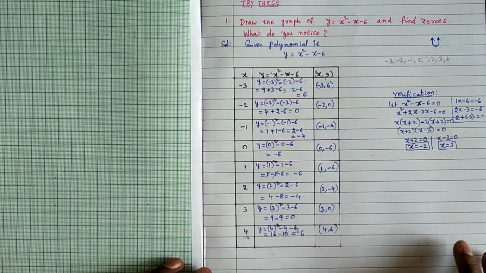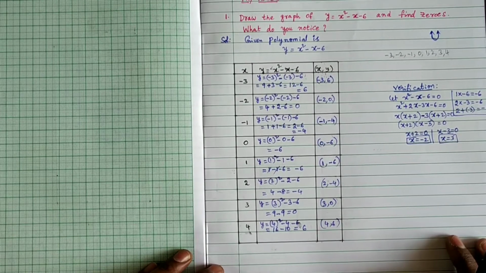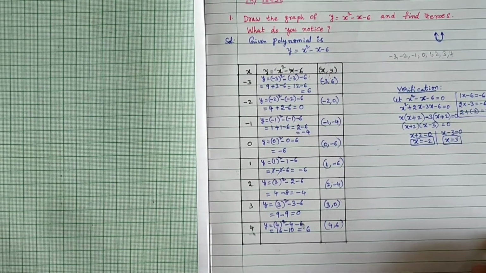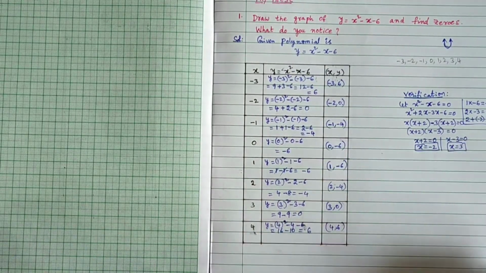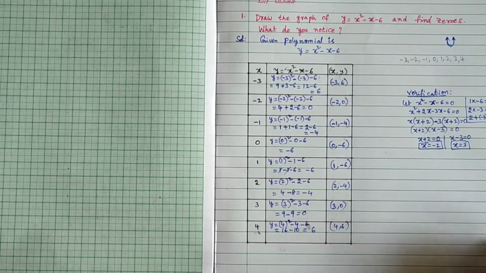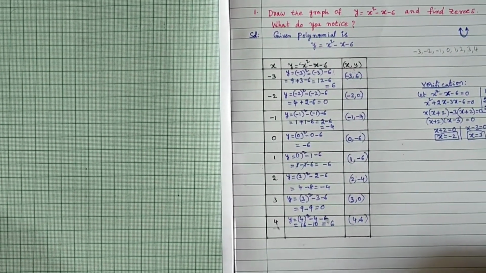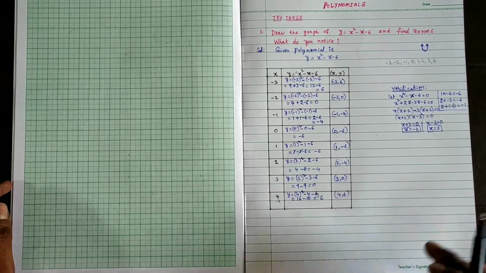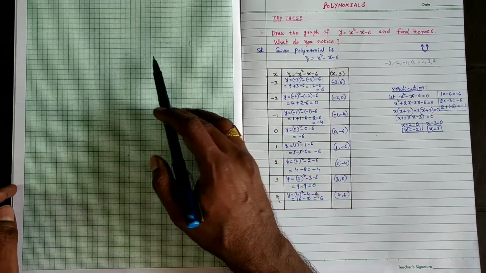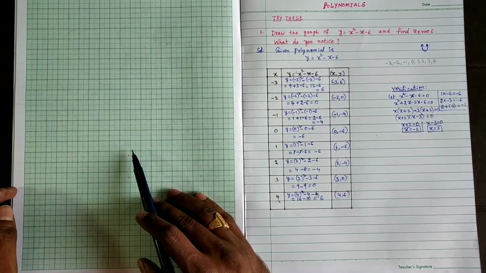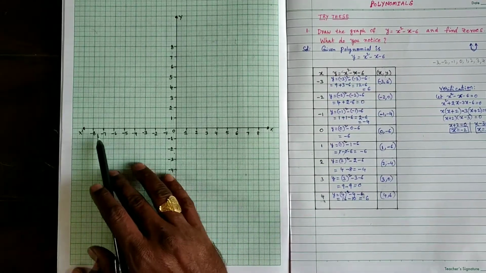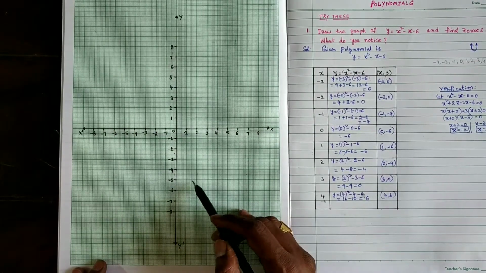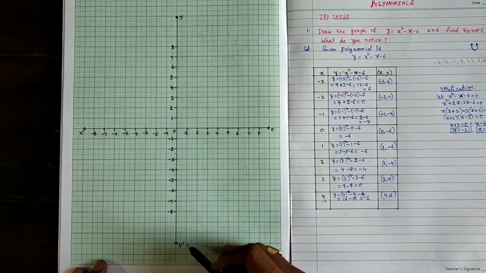So let us go to the graph to find the zeros. Plot the points on the graph. These are the small values 0, 1, 2, minus 6. So take 1 centimeter as 1 unit on both axes, on x-axis and y-axis also. So take the x-axis, y-axis in the middle of the graph with 1 centimeter as 1 unit. So take x-axis, y-axis like this, and keep x dash, y dash.